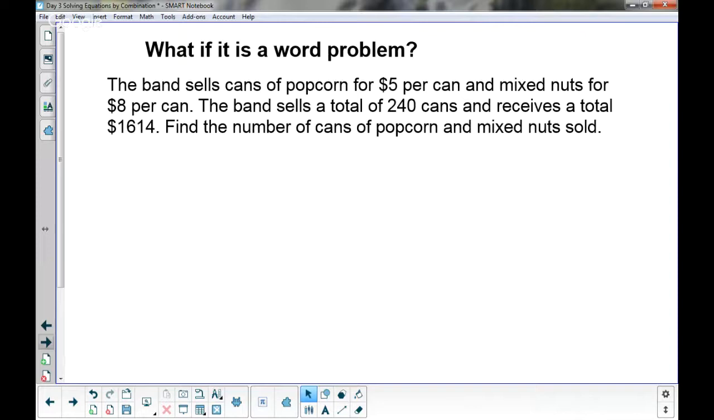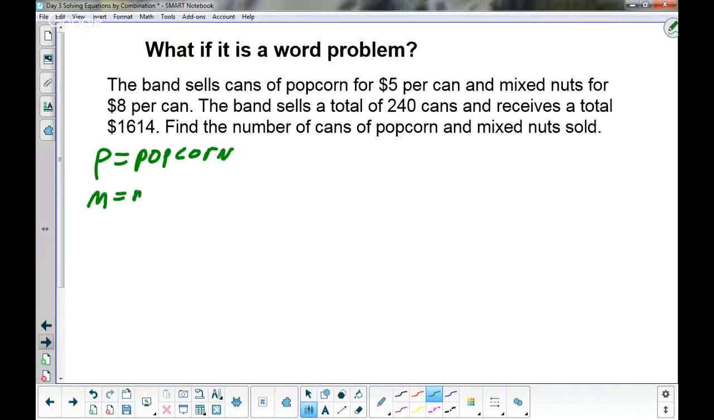So let's look at the first one. The band sells cans of popcorn for $5 per can and mixed nuts for $8 per can. The band sells a total of 240 cans and receives a total of $1,614. Find the number of cans of popcorn and mixed nuts. So let's think about it. P, I'm going to use P for popcorn. Pretty obvious. And I'm going to use M for the mixed nuts. Or you could use N for nuts. Either way, I'm going to use P and M.